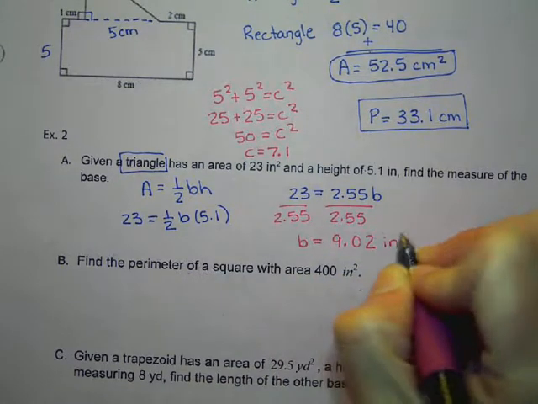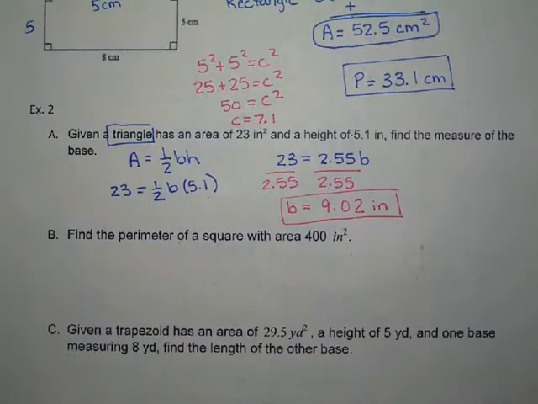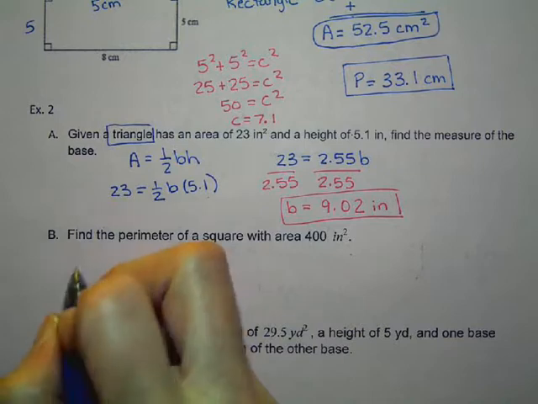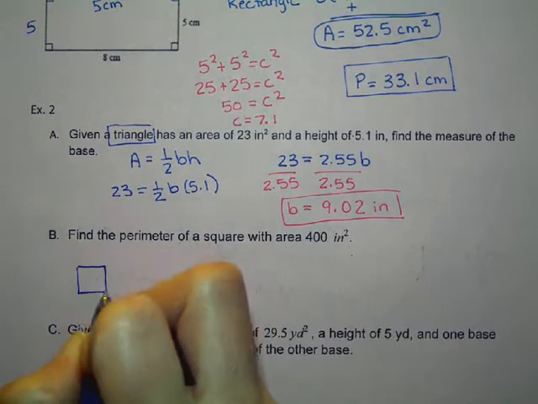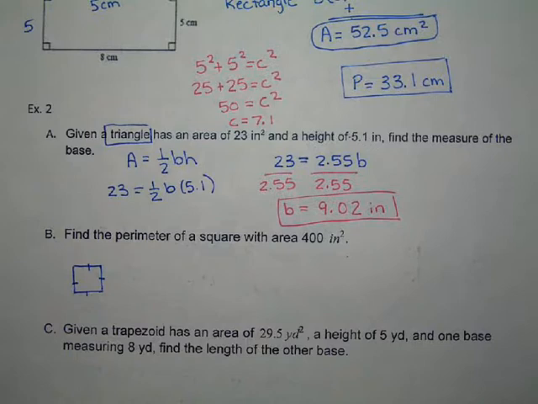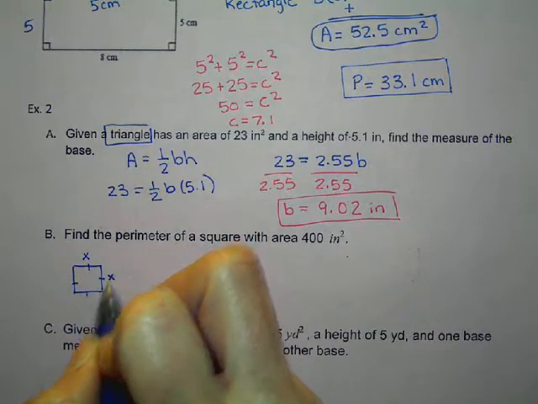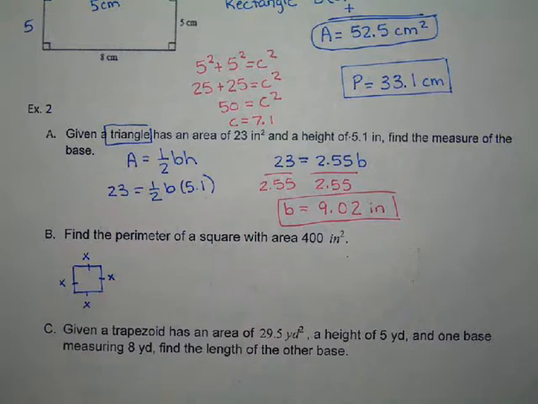This time, you have to imagine they're giving you a square. The thing to know about a square is all the sides are equal. We know the perimeter equals 400. We don't know what each side is. So if you added up all those sides, x plus x plus x. Oh wait, never mind. Find the perimeter.